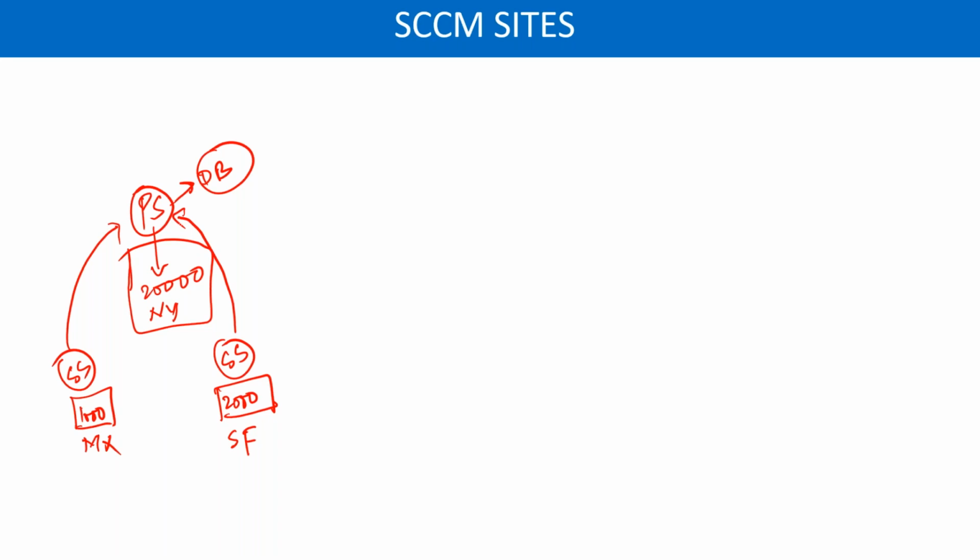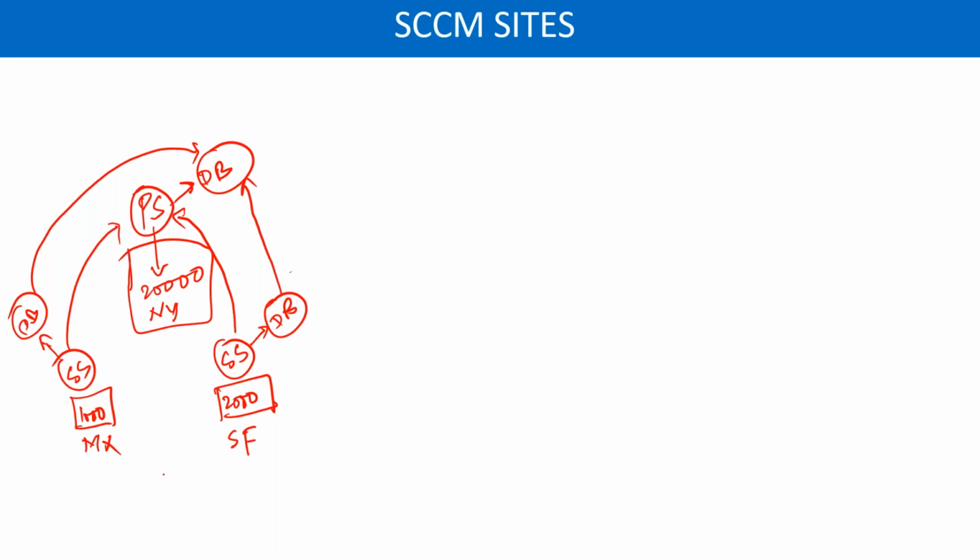Okay. And it will have a database, and it will also have a database, and the data will get replicated to the primary site database. That is how the primary plus secondary is designed when you have headquarter plus branch offices.